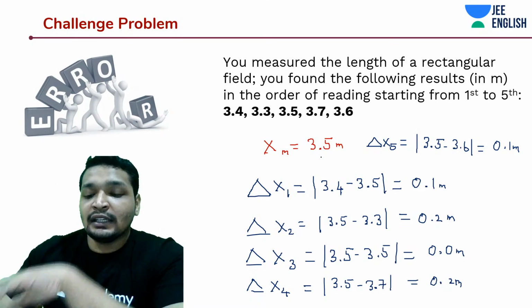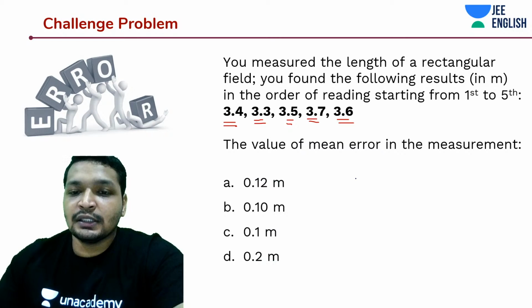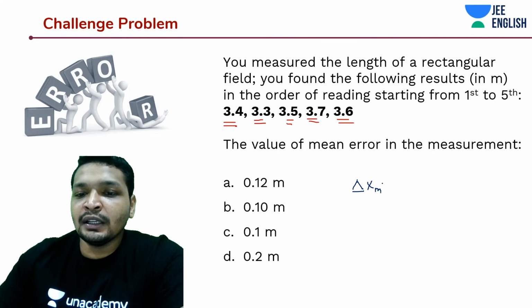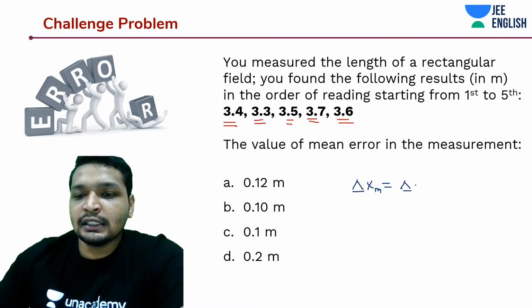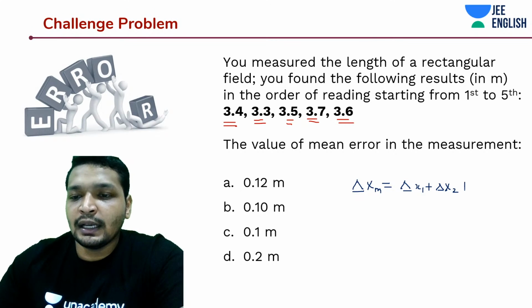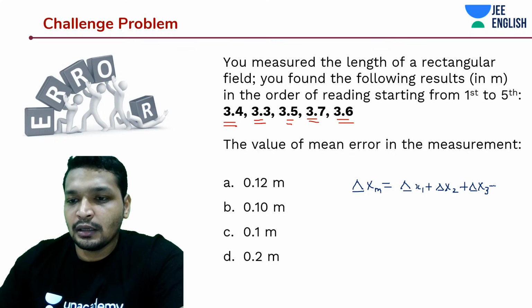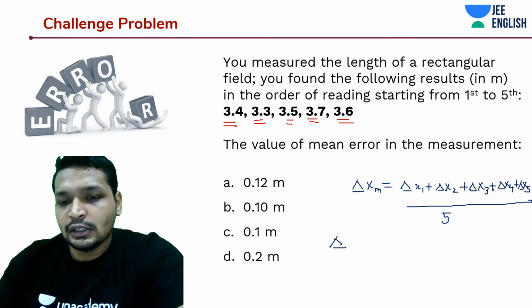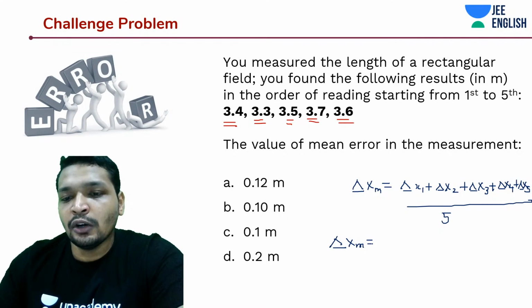So yes, I just calculated this. I'm just moving on to that page itself. Delta x is equal to... So I need to calculate the mean error: delta x1 plus delta x2 plus delta x3 plus delta x4 plus delta x5 divided by 5. Right? That is it. So delta x mean is how much?